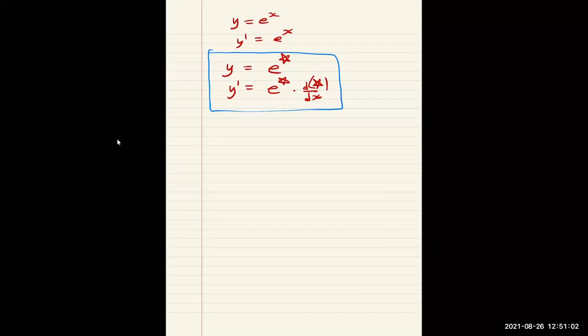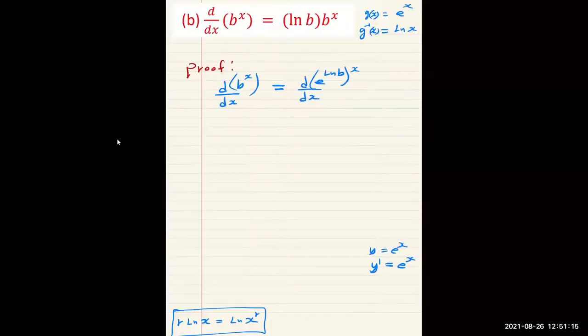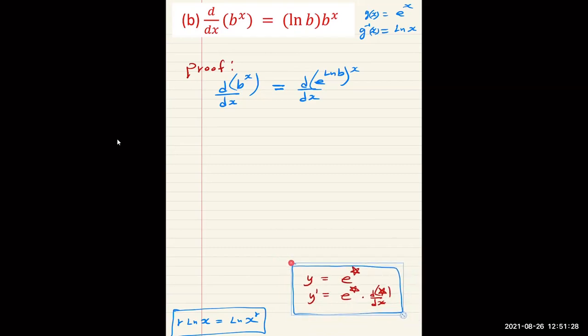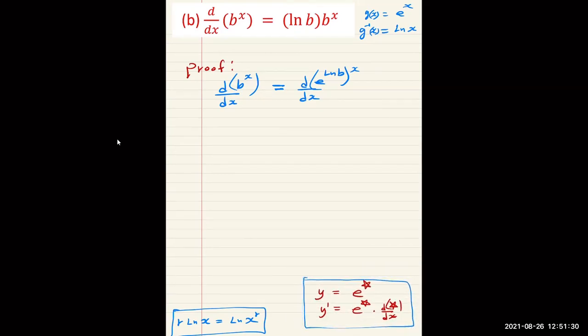Okay, so keeping that in mind, let's prove the second part. I will copy this star rule for e to the power x to the other side. Next, I want to prove the second part of that theorem. I'll copy my star rule over here. Okay, so let's see. Here is the second part. The derivative of b to the power x is ln b times b to the power x.